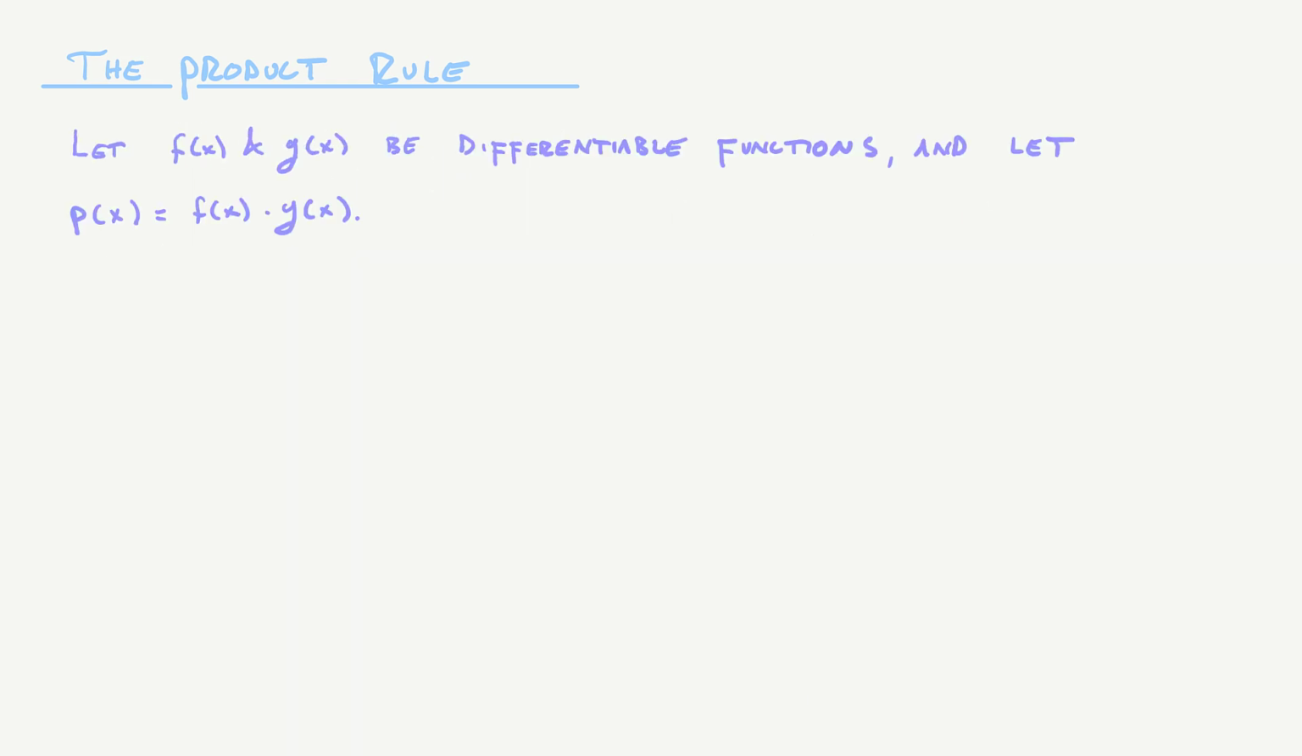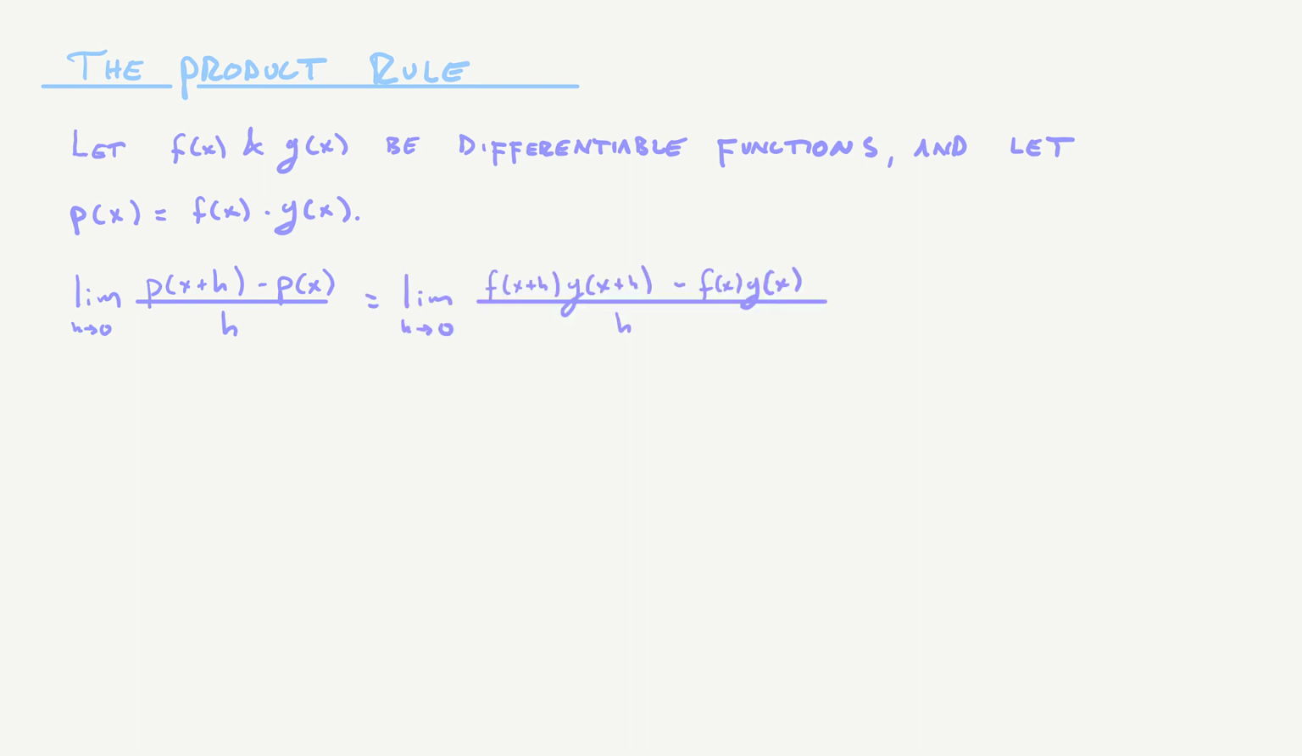To do this, we're going to let f of x and g of x be differentiable functions, and then we're going to let p of x just be the product between those two functions. To find the derivative of p of x, we need to use the limit definition of a derivative. The limit as h approaches 0 of p of x plus h minus p of x, all divided by h, can be replaced with what the definition for p is, which is f of x plus h times g of x plus h minus f of x times g of x, all divided by h.